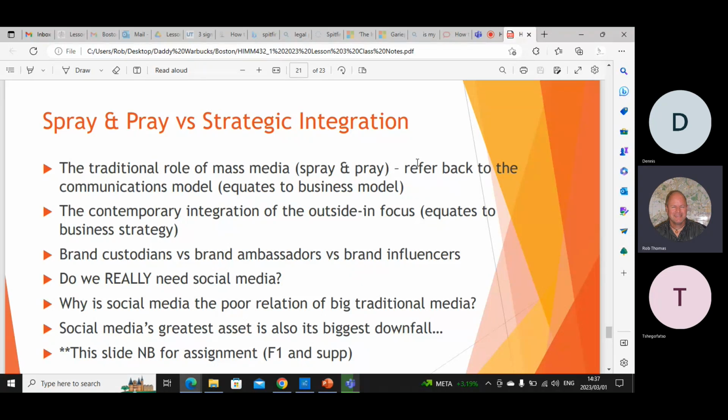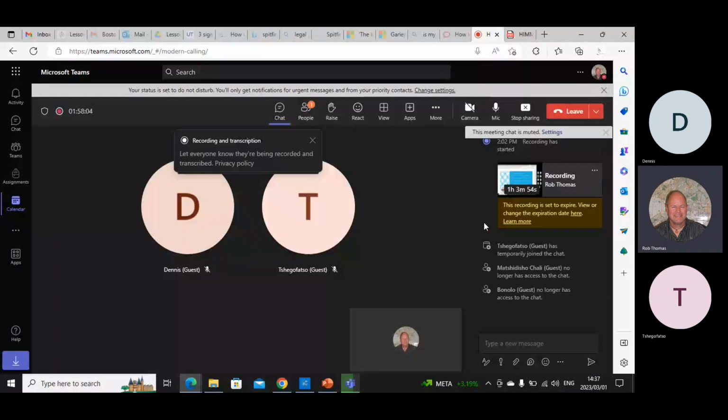That's why social media is the poor relation of big traditional media, because big traditional media can still feel like a prestigious thing. If you can afford a TV advert, I personally think TV adverts these days are a huge waste of money. But if you can afford a big TV advert, that is amazing. You know, that really, really is amazing.